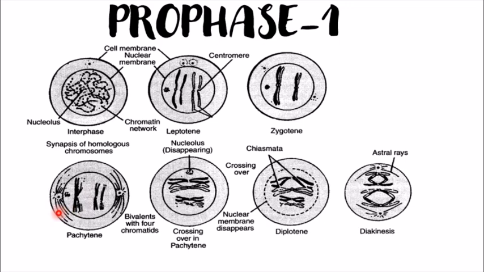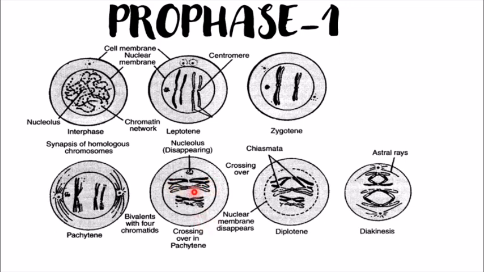And also you can see that from the centriole, the spindle fibers have started to arise. The nuclear membrane has not started to disappear now. Only the crossing over is taking place, that is called the recombination of the chromosomes. Here you can see the crossing over is being done. The ends of the chromosomes are crossing each other.